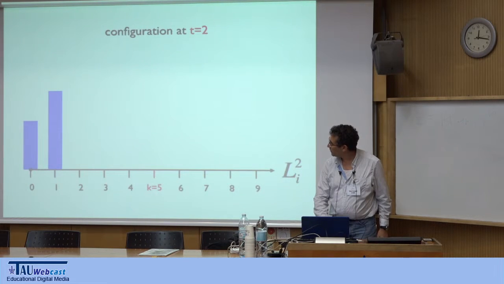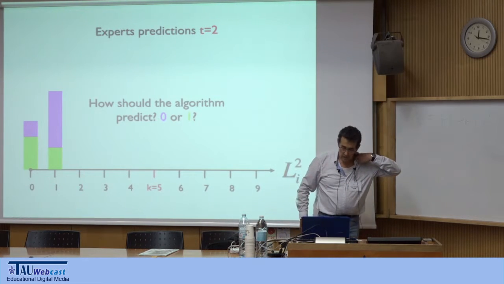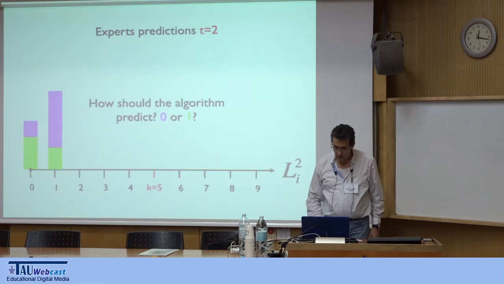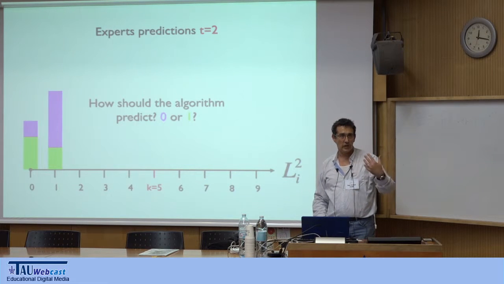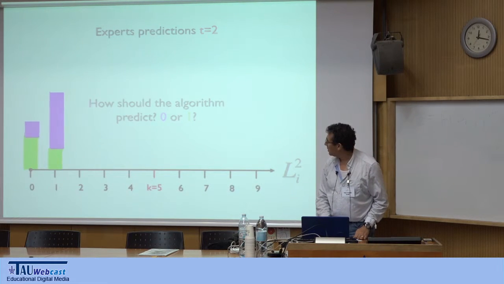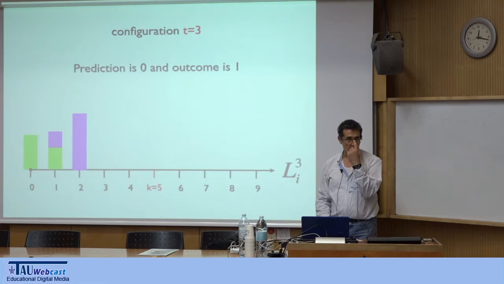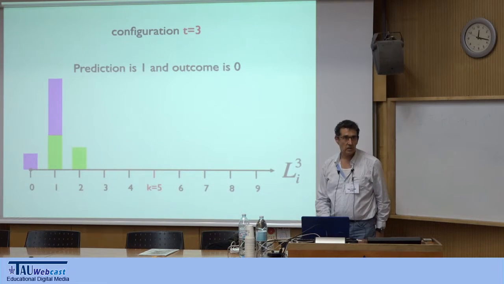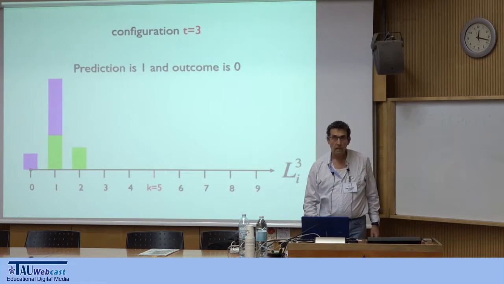Now what about the next one? Next iteration, some of these will predict 1, some of these will predict 0. For each bin, you'll have a split. Now the question is, how should we predict now? We basically want to say, what will happen if we predict this way and make a mistake? What will happen if we predict that way and make a mistake? If we predict 0 and make a mistake, then the next configuration will be this. If we predict 1 and make a mistake, then the next configuration will be this. It's either the greens move up, or the purple move up. So that's basically the dynamics of the game.